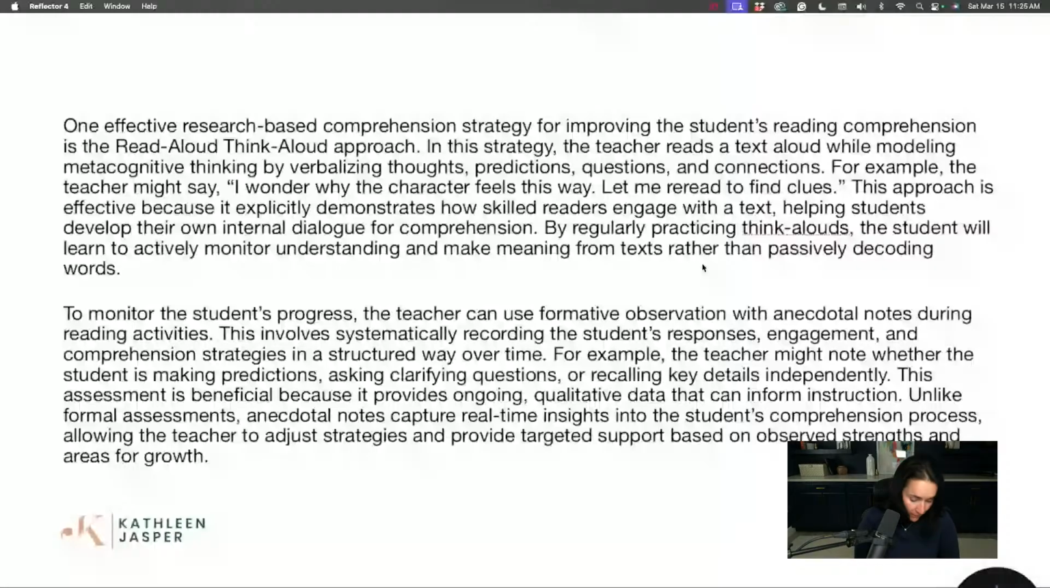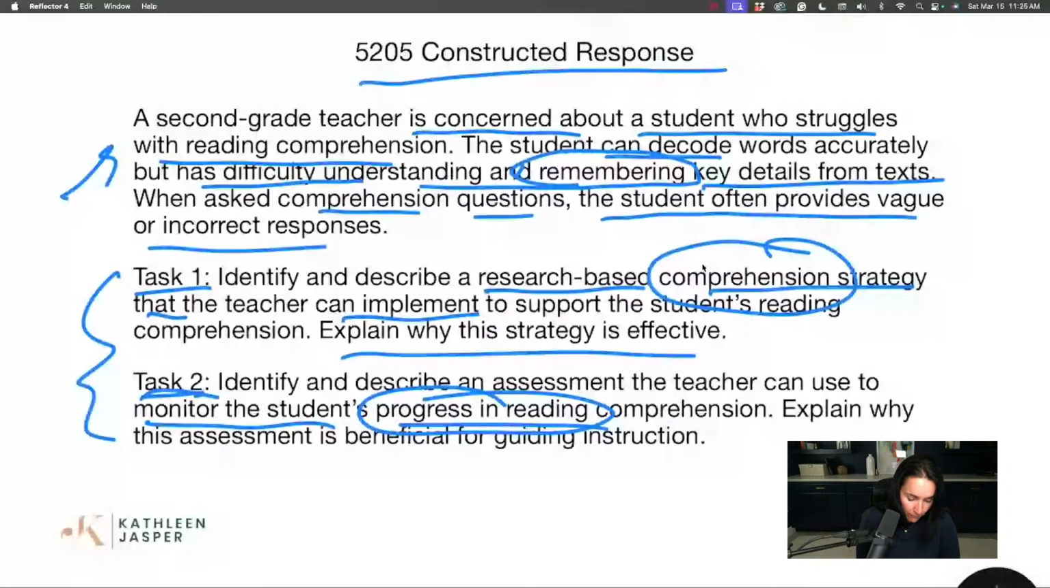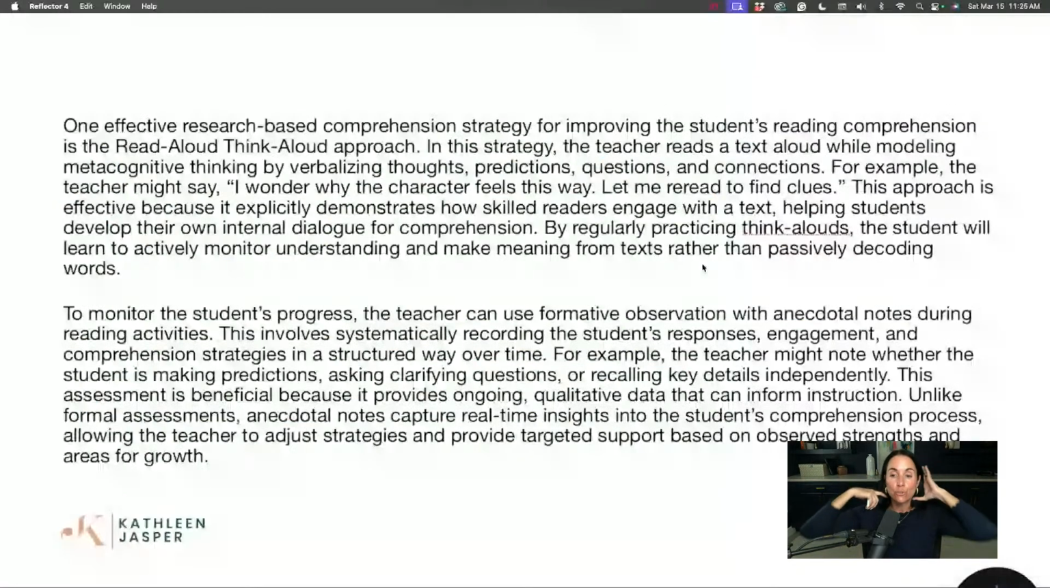Right now, I have 2 paragraphs. Why? Because I had 2 tasks, paragraph 1, paragraph 2. And I knew I was going to do read aloud, think aloud before I even started. So I'm good. And I get right into it. One effective research-based strategy for improving student reading comprehension is read aloud, think aloud. Now I define it. In this strategy, a teacher reads a text aloud while modeling good word. Notice I'm implementing good words as well. Metacognitive thinking by verbalizing their thoughts, predictions, questions.